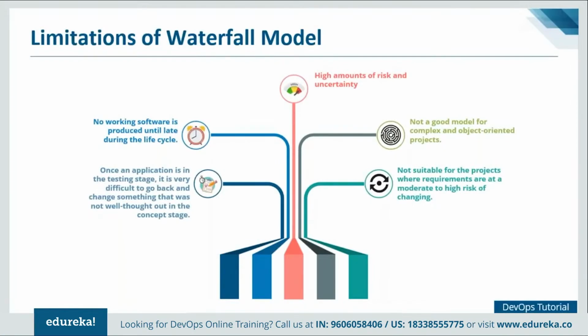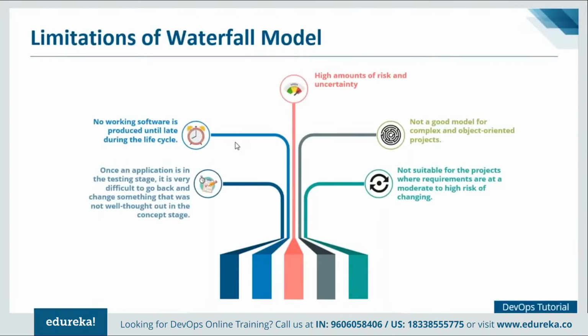So what I mean by that: suppose your client has given you a requirement for a web application today. Now, you have taken your own sweet time and you are in a condition to release the application, say, after 1 year. Now, after 1 year, the market has changed. The client does not want a web application. He's looking for a mobile application now. So this type of model is not suitable where requirements are at a moderate to high risk of changing.